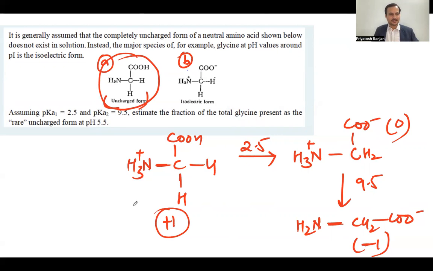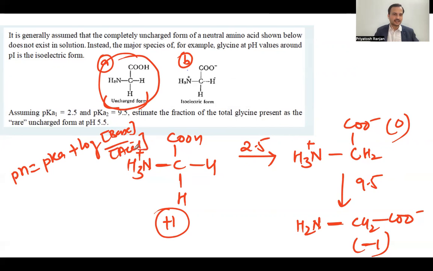So what we will do, we'll again use the same approach, because these are the different forms. I need to use the famous Henderson-Hasselbalch equation, which is pH equal to pK plus log base by acid. The two pK values are given. So the first one we'll do for the 2.5. The pH they have asked us to calculate at is 5.5.